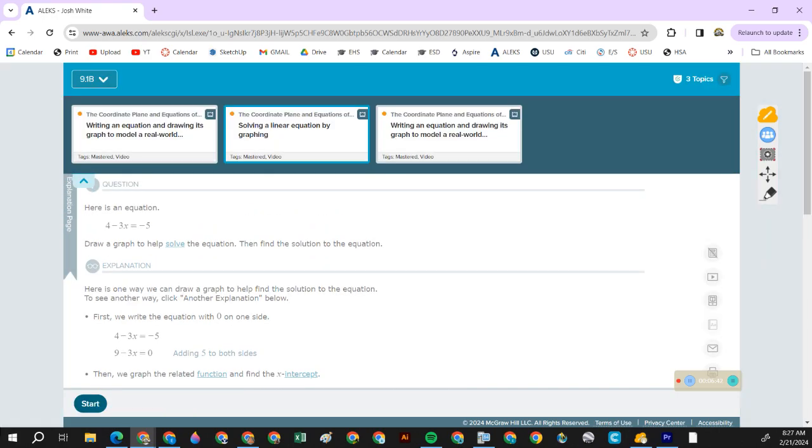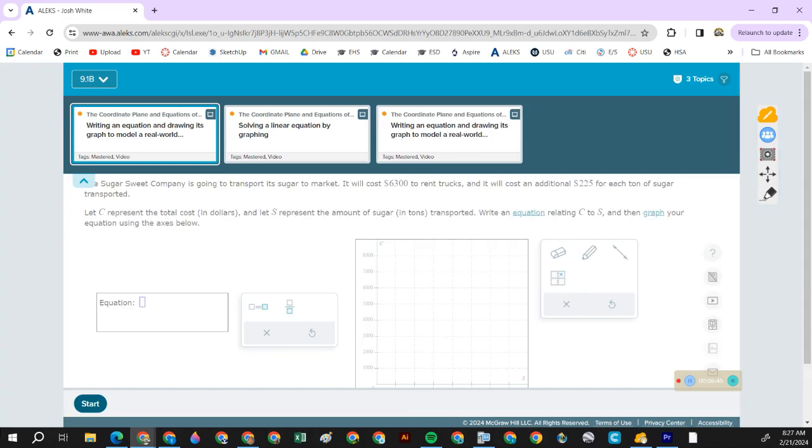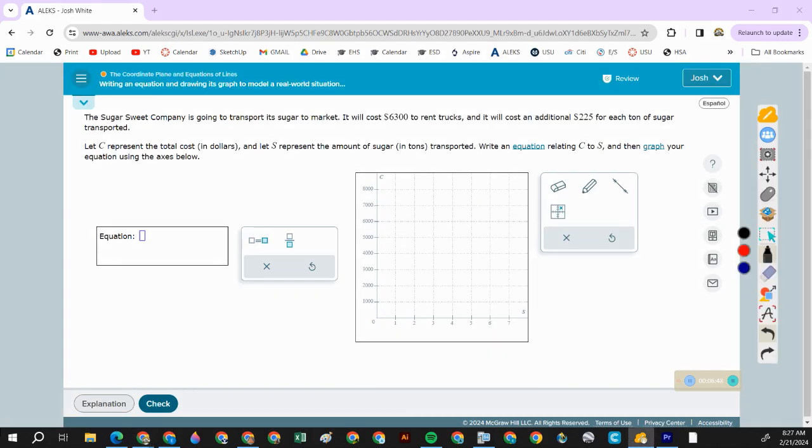Oh, that's not what I wanted. Okay, this is just like the first one. The Sugar Sweet Company is going to transport its sugar to market. It will cost $6,300 to rent trucks, and it will cost an additional $225 for each ton of sugar transported. So the total cost is going to be equal to $225 per ton plus the $6,300 it's going to cost to rent the trucks.